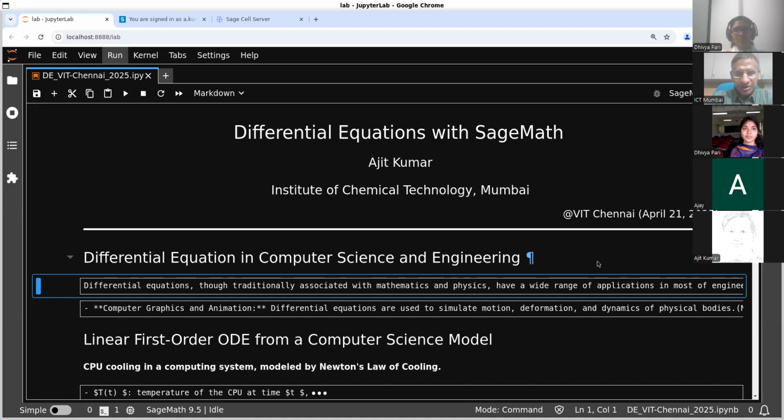But before that, let me very briefly tell you about differential equations, why one should use them, and some basic stuff. Then we will move on to introducing SageMath, followed by using SageMath for solving differential equations. You can also use SageMath to find Laplace transforms, Fourier series, and all these things. So I'll also tell you a little bit about that.